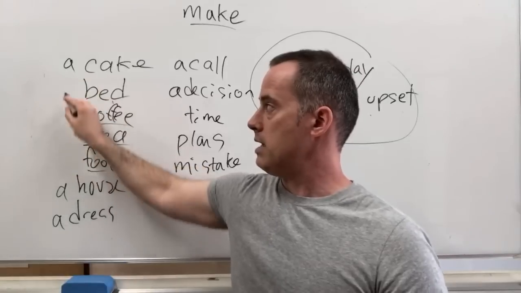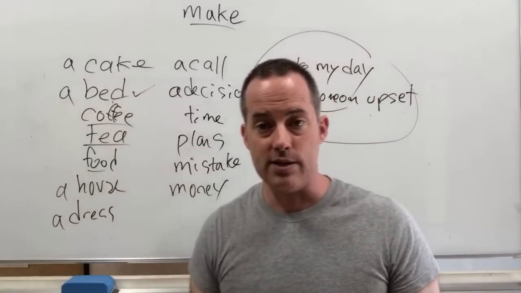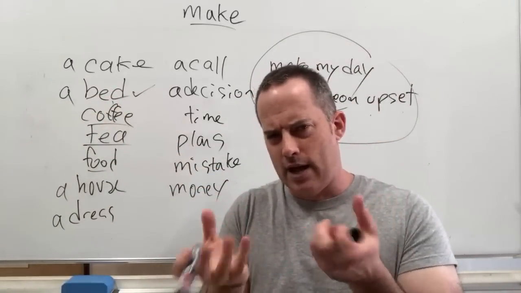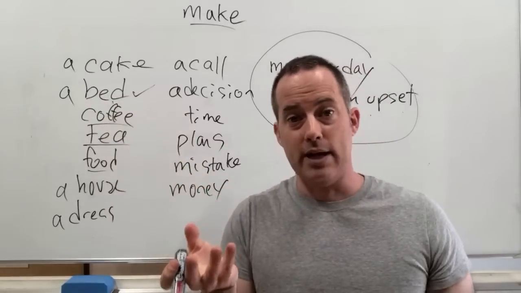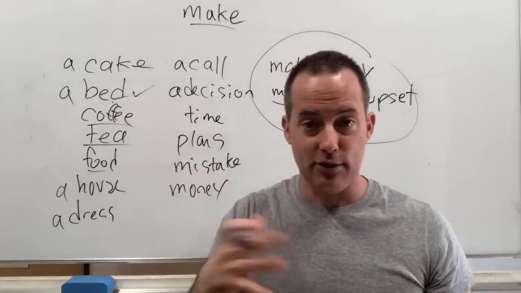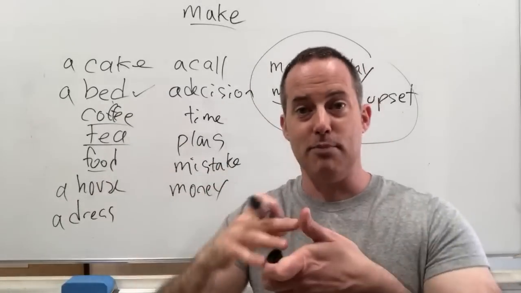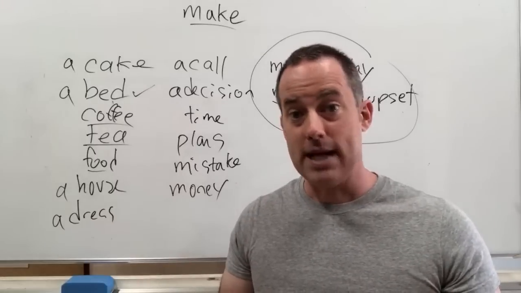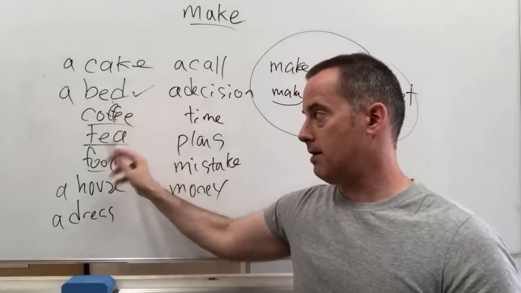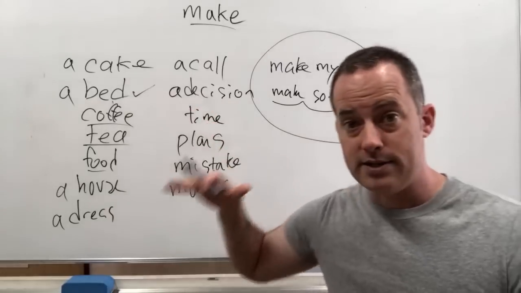Make a cake, make a bed. Now this is a bed over here. This is an interesting example because we're not building a bed, but to make your bed means to make it clean again and put it back to the way it was. So you might have a messy bed and then you want to make the bed again. Make it clean, all right? So make a cake, make a bed, make coffee, make tea, make food, make a house, make a dress. We have make a call, make a decision.